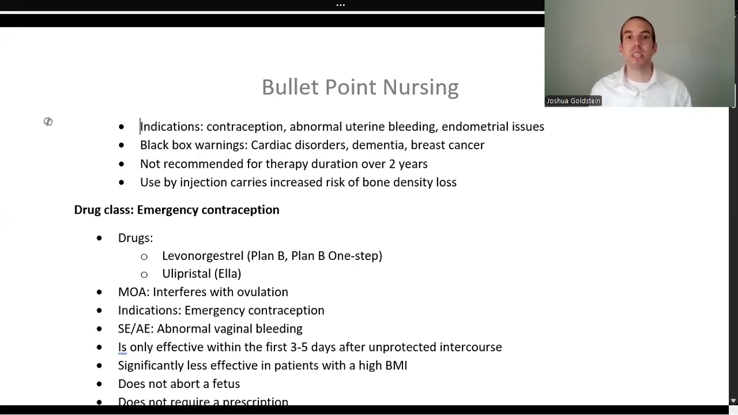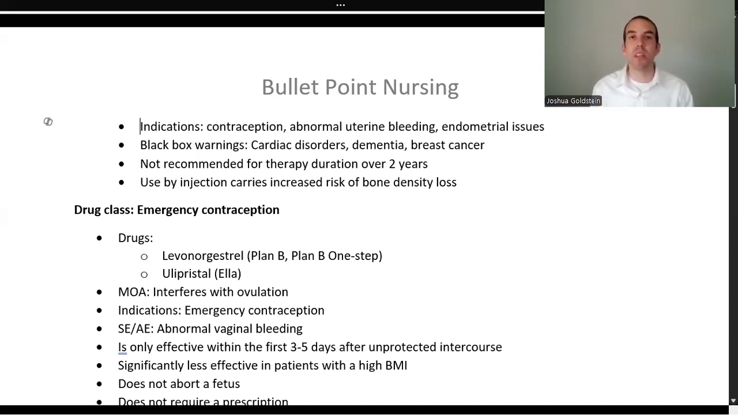As of at least 5 or 10 years by now, these medications are available over the counter. So this is going to be Plan B or Plan B One-Step, or Ella, which is ulipristal. These medications are what's called emergency contraceptives. These interfere with ovulation. These can be taken after unprotected sex.